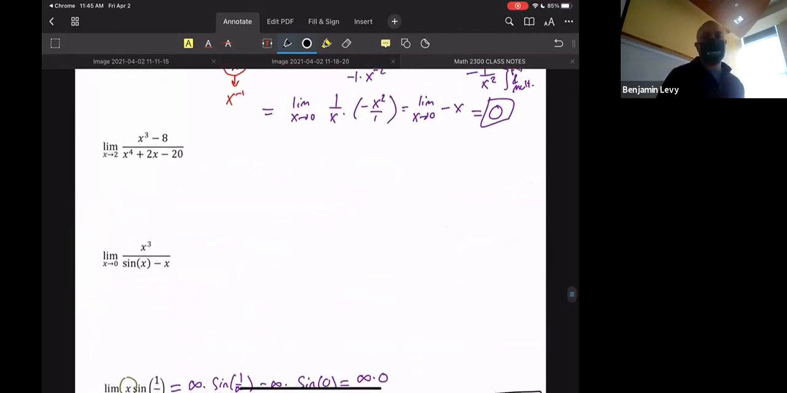Anyway, let's finish off these last couple. I was going to ask you to try them. These are both what I would consider quote unquote easy type L'Hopital's rule problems. They're already in the correct form. So if you plugged in 2 in this one, you'd end up with 0 over 0. And you can just take my word for it, right? You get 8 minus 8 on the top, and on the bottom you'd get 20 minus 20.